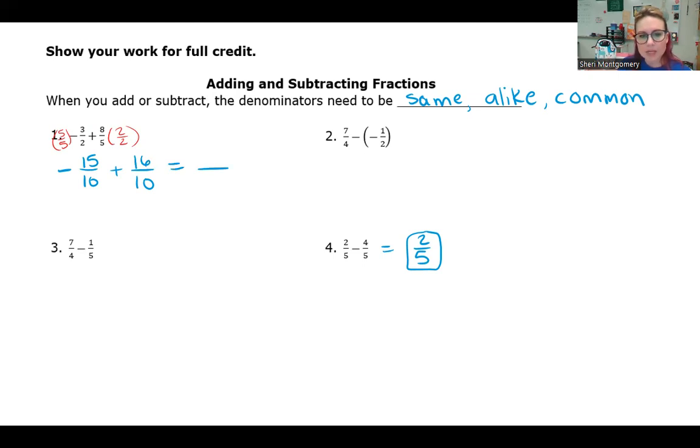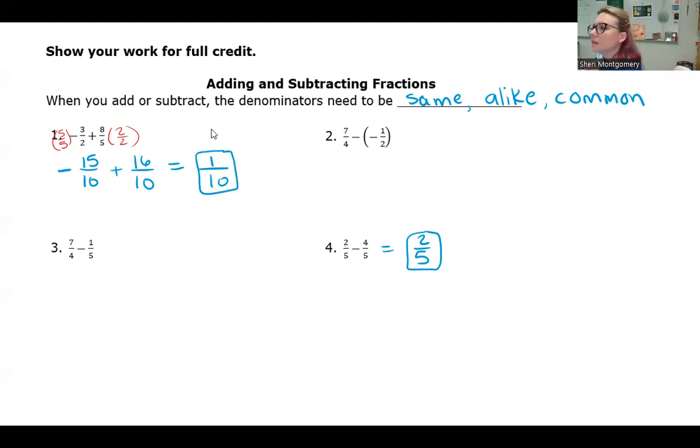Now that I have like denominators, my answer is going to have that same denominator. And then I can look at the numerators. I have negative 15 plus 16, or you could also think of it as 16 minus 15. Say that again. It's 1. And I can't reduce that, so it is just that.